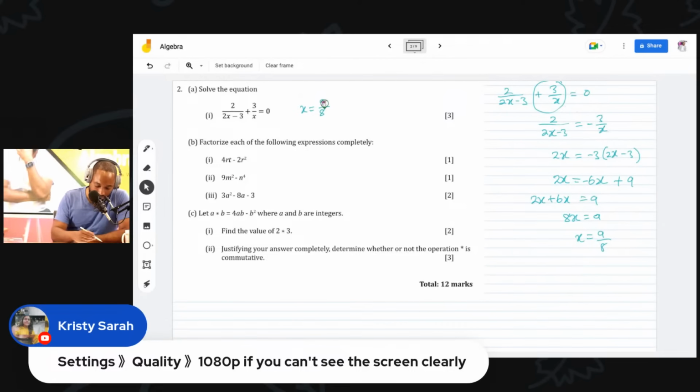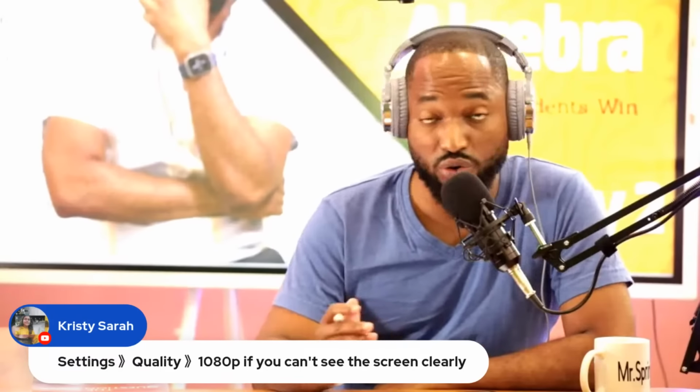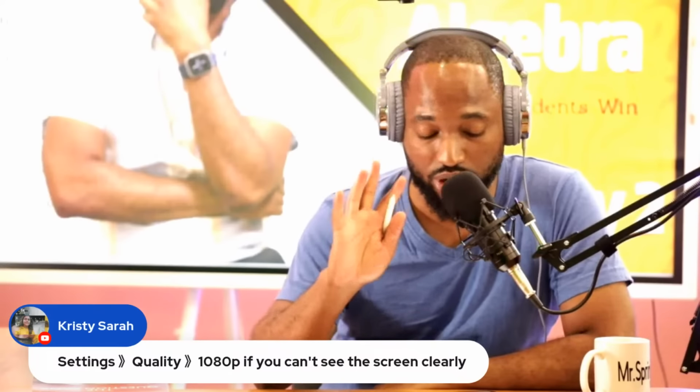I want to clear up the space to do the working for the next one, because we need to factorize. And in CXC, you will be asked to factorize either difference of two squares, quadratic equations, basic factorization, or grouping factorization. That's why they bring the 4 terms.